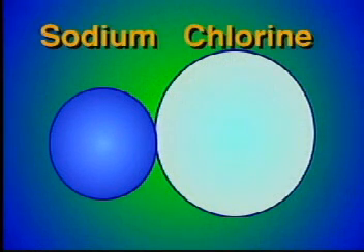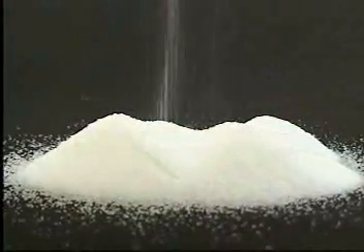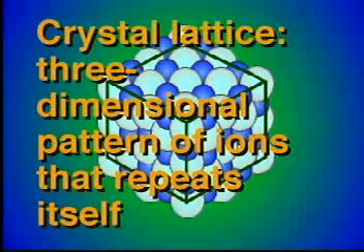Grains of salt sprinkled out of this shaker are ionic compounds. Here you can see a small atom of sodium bonded to a large atom of chlorine. A grain of salt is arranged in a very regular pattern, with each sodium ion surrounded by 6 chloride ions, and 6 chloride ions surrounded by 6 sodium ions. The pattern seen here is called a crystal lattice. A crystal lattice is a three-dimensional pattern of ions that repeats itself.